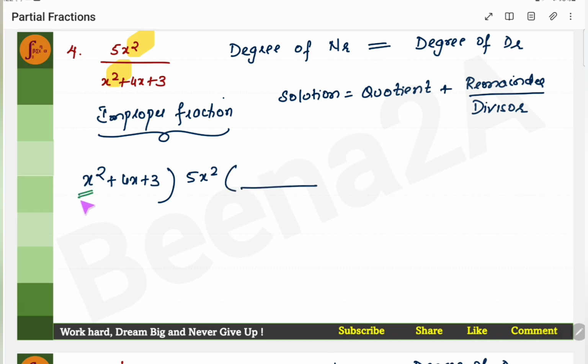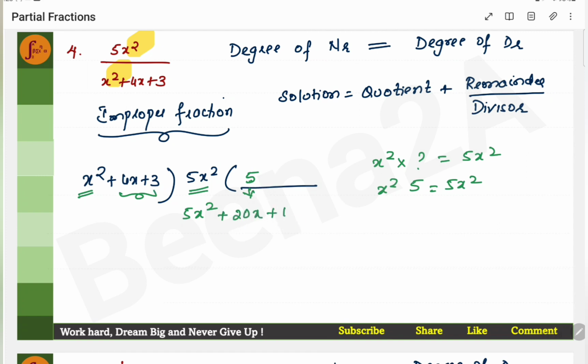So, what should we multiply x square with so that we get 5x square? What should it be? It should be 5, right? x square into 5 is 5x square. So, we put 5 here and 5 into x square is 5x square. Now, you take this number 5, multiply with the remaining terms. 5 into 4x is 20x. 5 into 3 is 15. Now, we subtract the whole thing.